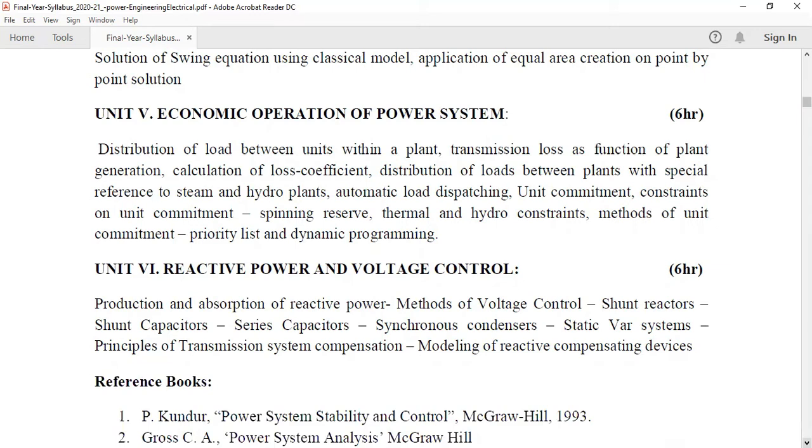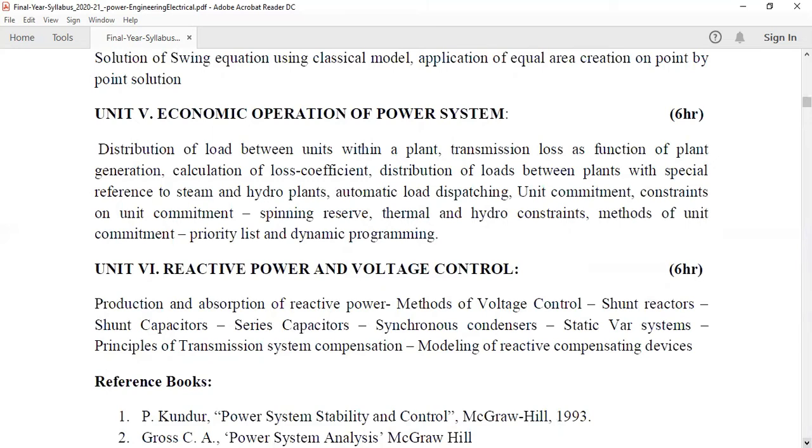In unit number 6, we will see the reactive power and voltage control, production and absorption of reactive power, means sources and control techniques of reactive power. In this, methods of voltage control, shunt reactors, shunt capacitors, series capacitor, synchronous condenser, static VAR systems, principles of transmission system compensation, and modeling of reactive compensating devices.